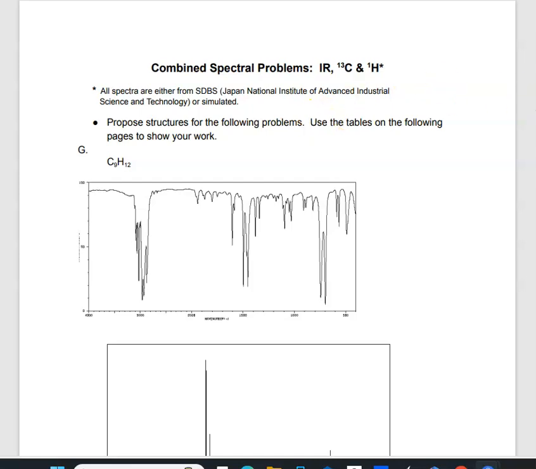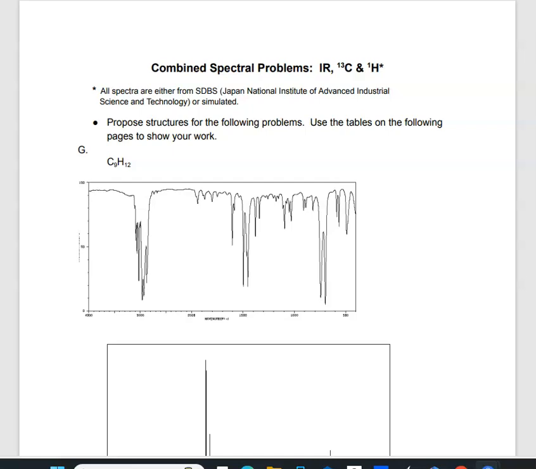This is the combined spectral problem for group 7. The proposed molecular formula is C9H12. Starting off with the IR spectrum.